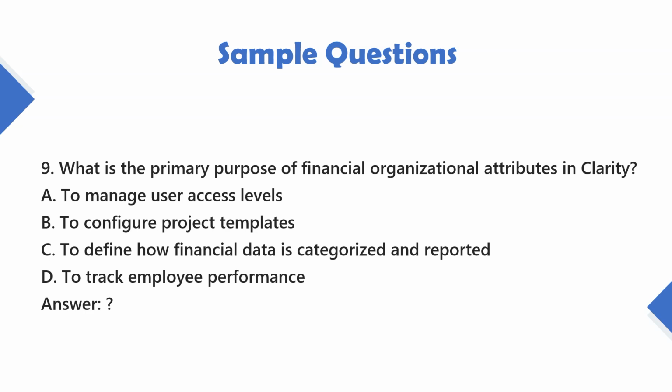9. What is the primary purpose of financial organizational attributes in Clarity? A. To manage user access levels. B. To configure project templates. C. To define how financial data is categorized and reported. D. To track employee performance.